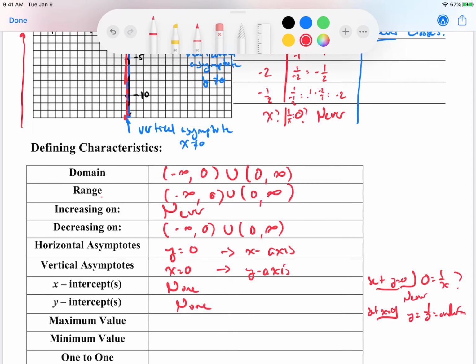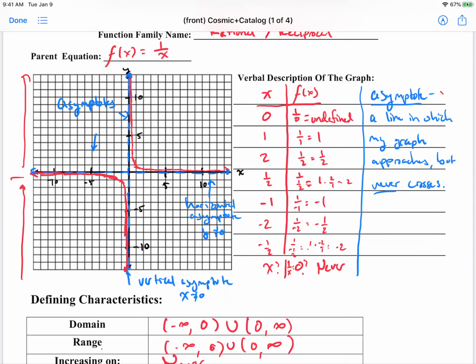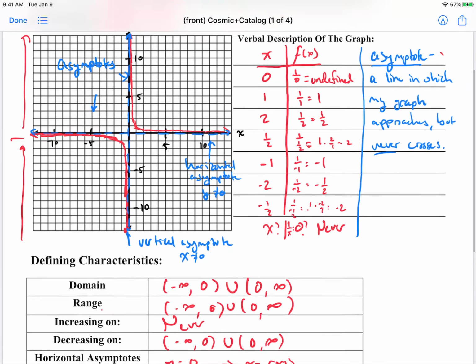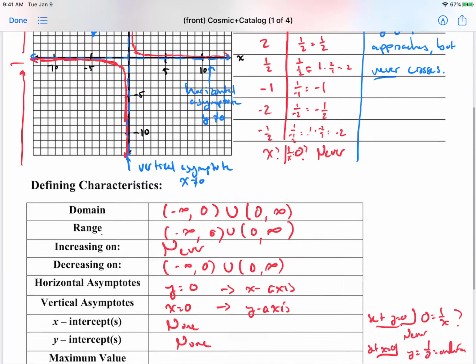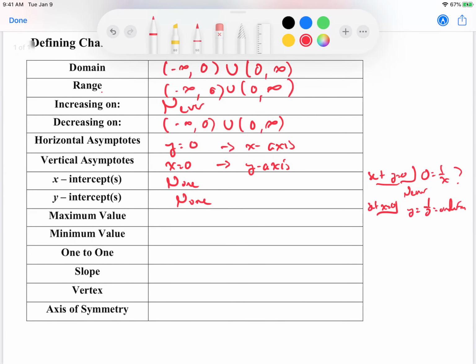For maximum and minimum values, you can tell here that we don't have any maximum or minimum value because x can go up infinitely and x will also go down. Y will go up infinitely and y will also go down infinitely. So we actually don't have maximum or minimum values.